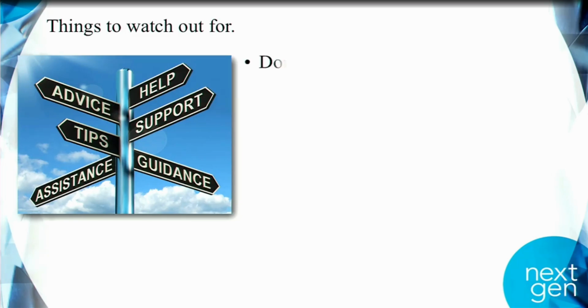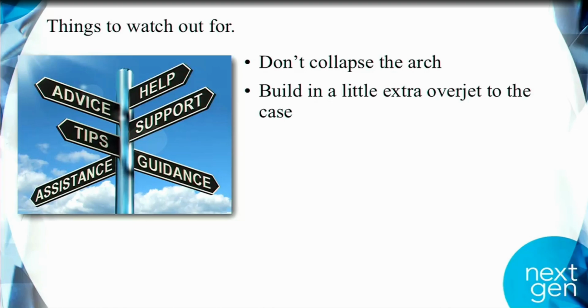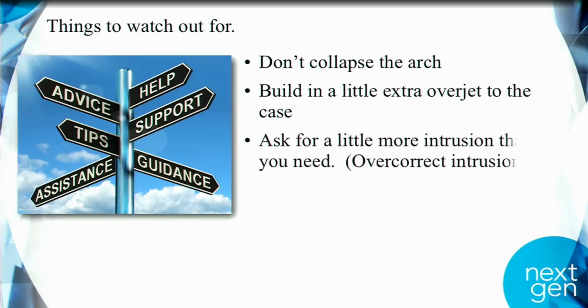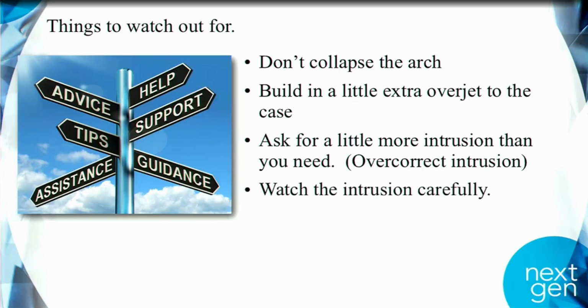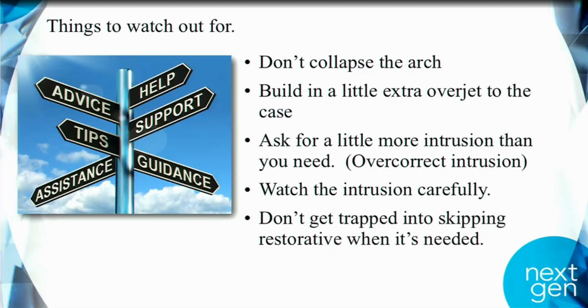So here are my things to watch out for. Don't collapse the arch. Build a little extra overjet into the case. Ask for a little more intrusion than you need. That's an overcorrection of intrusion. And watch the intrusion carefully. Don't get trapped into skipping restorative when it's needed. Okay? Do you get that?